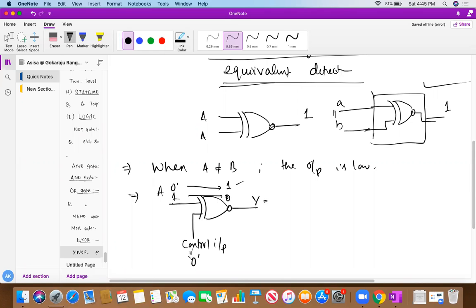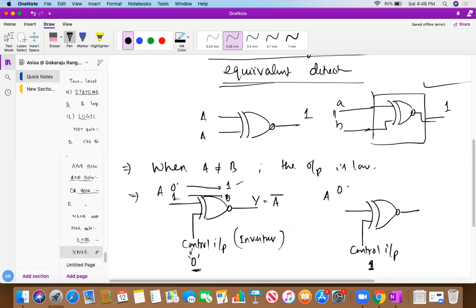So what is the phenomenon happening here? Here, the output is actually the inverse of the input. So this is also called inverter type, if we give logic 0 to the control input of an XNOR gate. Similarly, we can take another case: an XNOR gate where we give control input 1. If we give control input 1, what will happen? If A is 0, the output is 0. If A is 1, the output is 1. So what is happening here? Output Y is A. So this acts like a buffer.